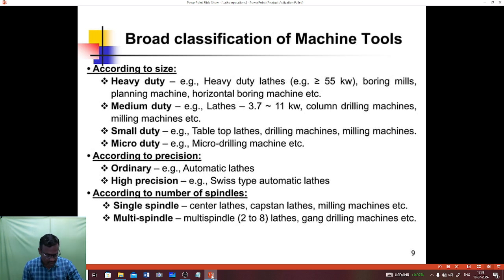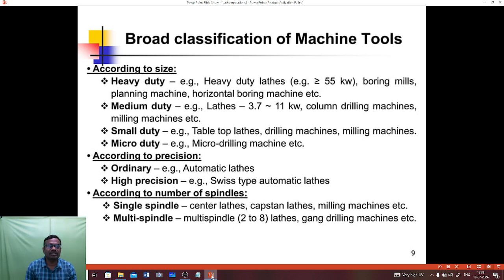Now we will see more about the broad classification of machine tools. According to size: heavy duty, for example heavy duty lathes, boring mills, planing machine, horizontal boring machine, etc. Medium duty, for example lathes of 3.7 to 11 kilowatt, column drilling machines, milling machines, etc. Small duty machine tools, for example tabletop lathes, drilling machines, milling machines. Micro duty machine tools, for example micro drilling machine, etc.